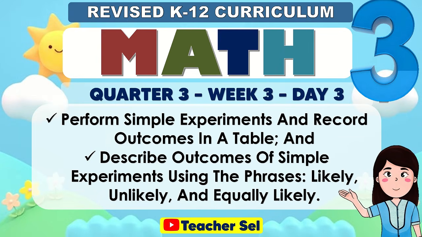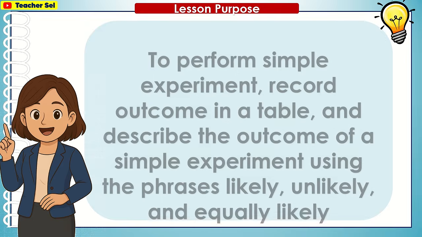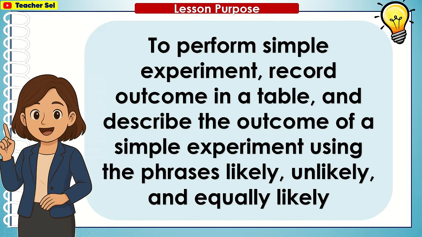For day 3, perform simple experiments and record outcomes in a table, and describe outcomes of simple experiments using the phrases likely, unlikely, and equally likely. Our lesson purpose is to perform a simple experiment, record outcomes in a table, and describe the outcome of a simple experiment using the phrases likely, unlikely, and equally likely.